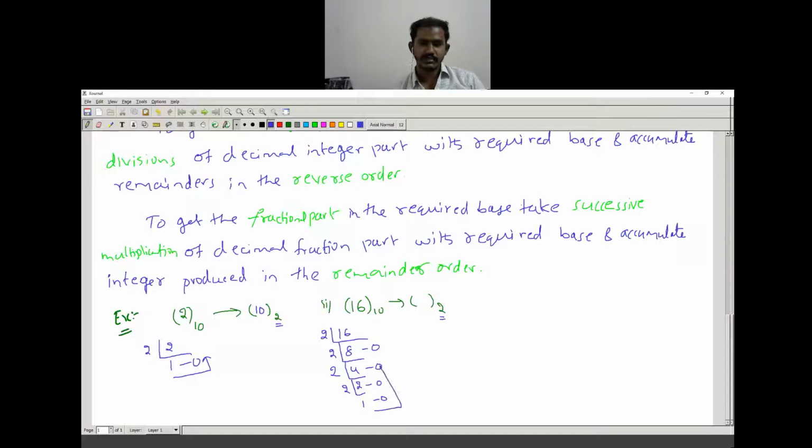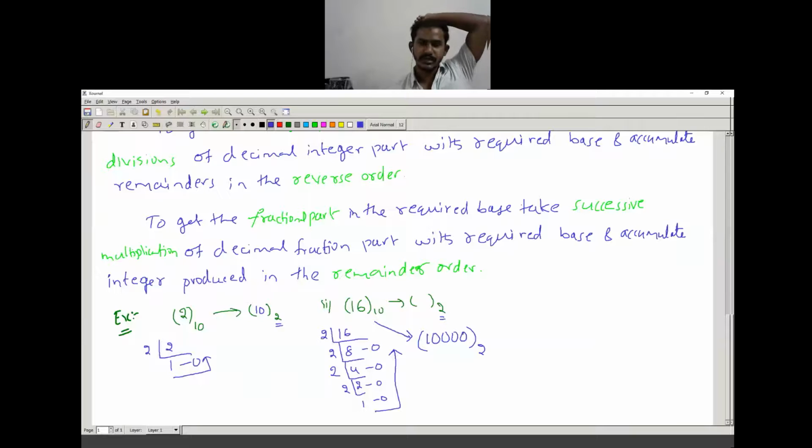And take the remainders in reverse order. You are going to get the equivalent value, that is 10000. This is the binary equivalent for the decimal number 16.